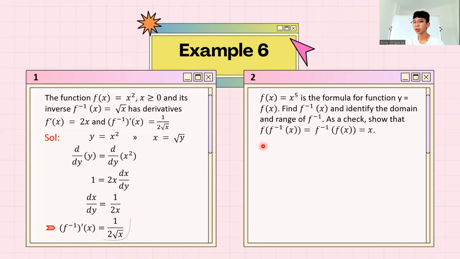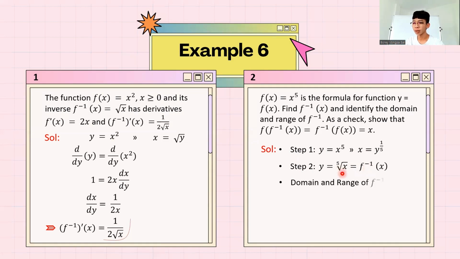Solution: step 1, we solve x to the power of 5 equals y, so x equals y to the power of 1 over 5. Then we solve the equation for y, which is equal to the fifth root of x, and it is also equal to the inverse function of f of x. The domain and the range of the inverse function of f will be all real numbers.